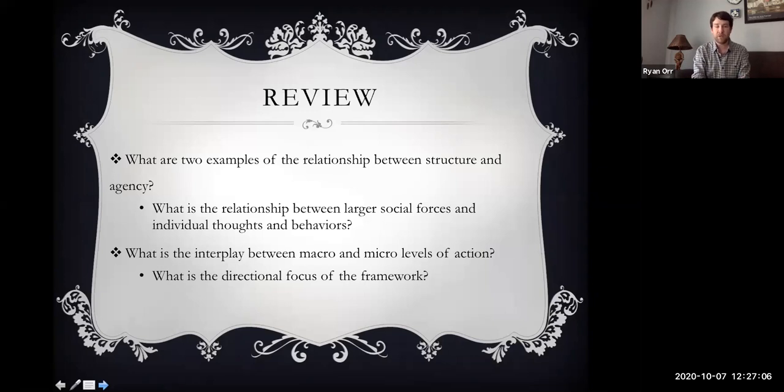So, an easy way to write this part without feeling like you're saying the same thing over again is recognizing that you're answering two different questions. The first question being, how was the action produced in the theory? That's a result of structural forces and forces of agency. Those two come together to create the action. And then the second question, what is the directional focus, top down, bottom up? That's getting at the macro, micro levels of action. So, take that approach and you should be in good shape.